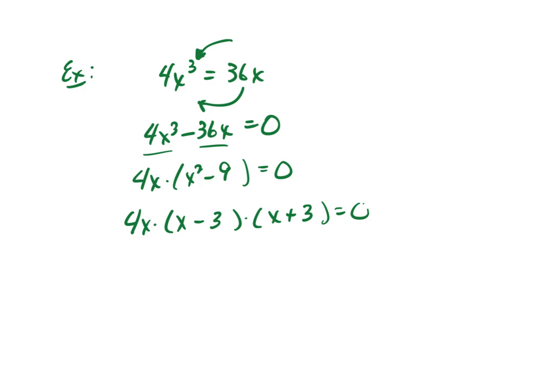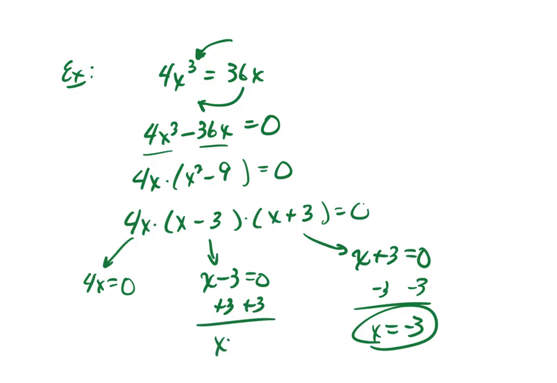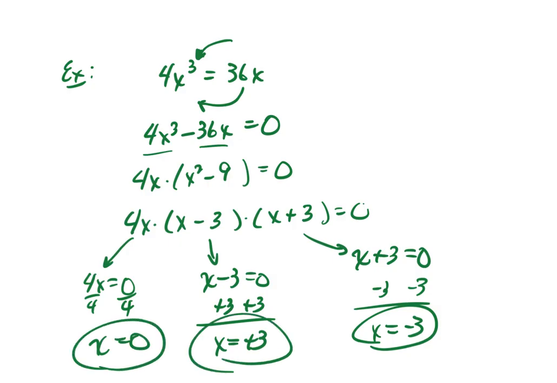Now, instead of having 2 things multiplied together, we have 3 things multiplied together. So just extending the zero factor theorem, that means either the first has to be equal to 0, second has to be equal to 0, or third has to be equal to 0, giving you 3 simple equations to solve. Move plus 3 to the other side by subtraction, move negative 3 to the other side by addition, and get rid of times 4 by division. So our 3 solutions then are 0, 3, and negative 3.